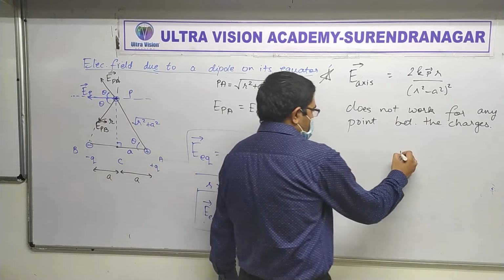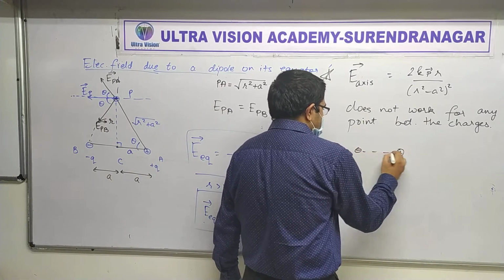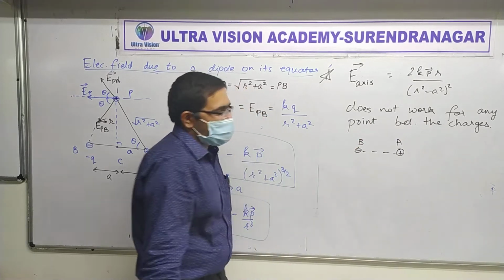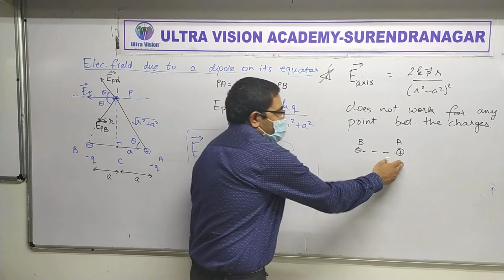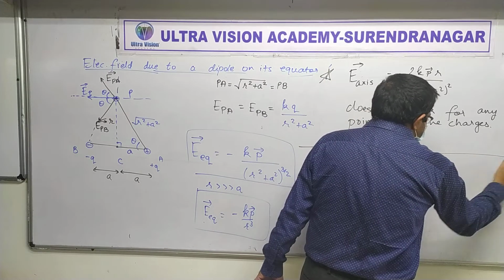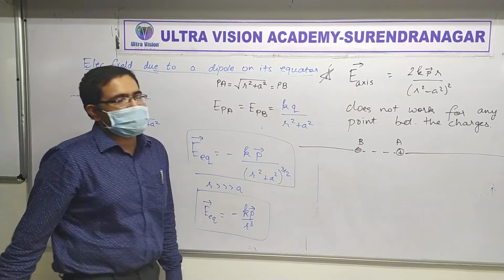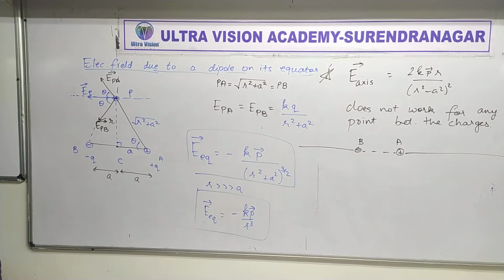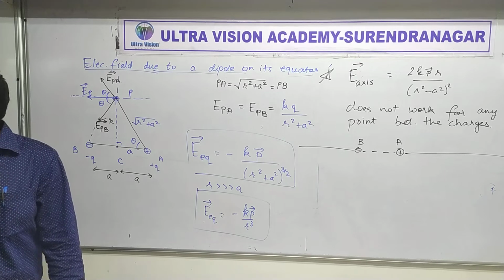That is, suppose you have got the dipole like this, then it will not work. This formula will give you wrong answer if you use it for any point between A and B. But yes, on left side of B and on right side of A, the formula works. Did you understand? For left side of B and right side of A, the formula works. Got it?